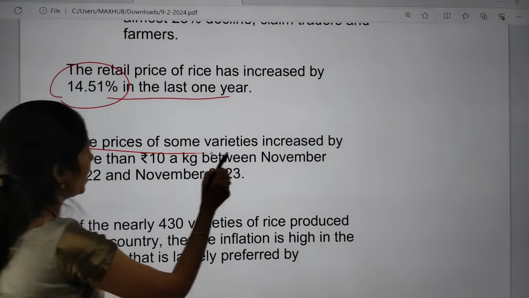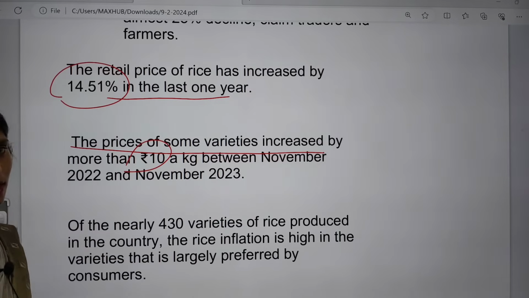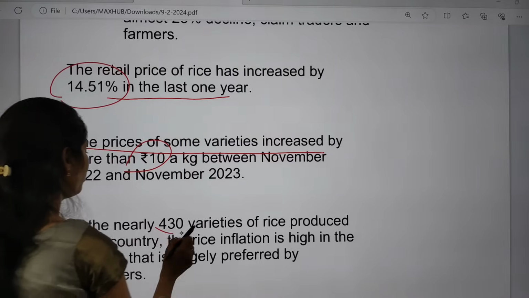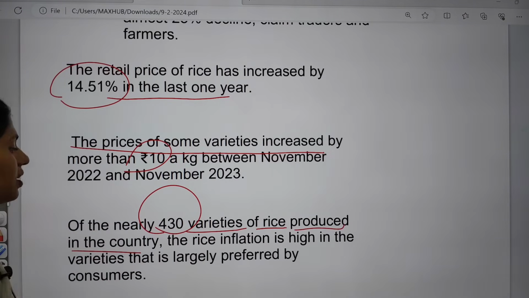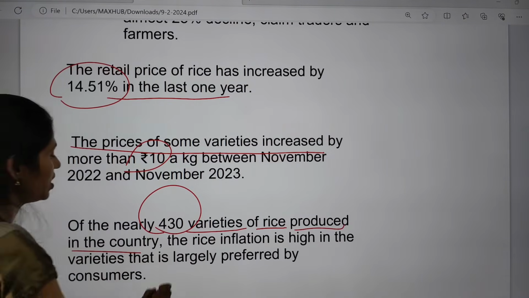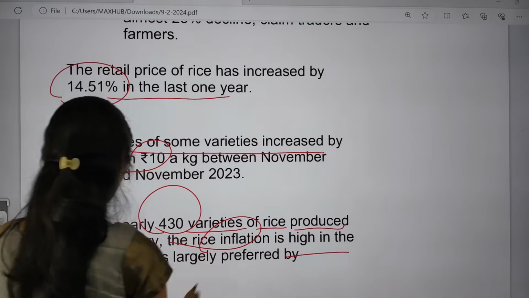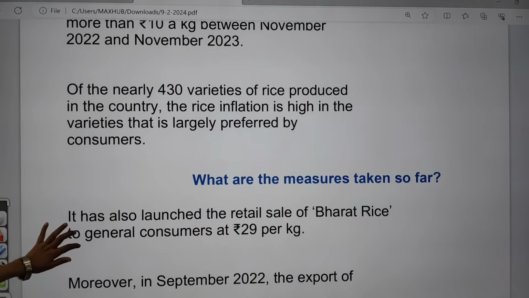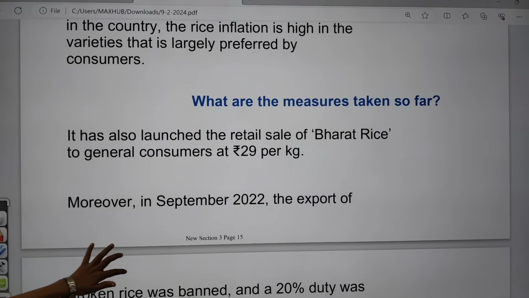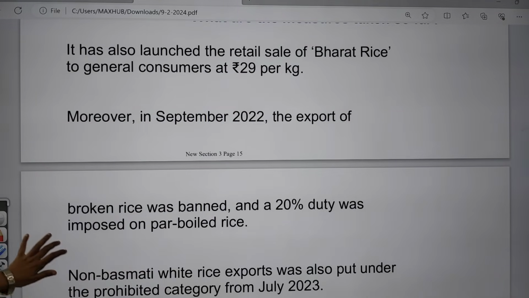And the price of some varieties increased by just ₹10 more than the earlier price. And as of now, there are about 430 varieties of rice produced in the country. Because of this inflation, it is very high time for the people to pick up the rice. Okay, so these are some important things, and you have to see what measures have already been taken by the government.